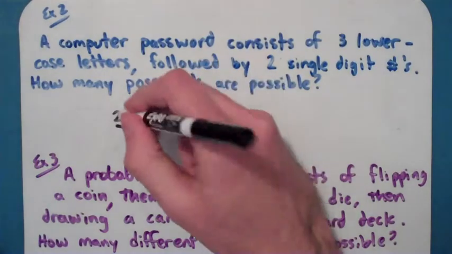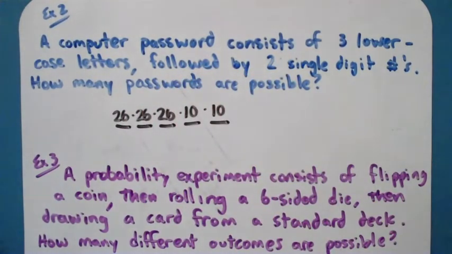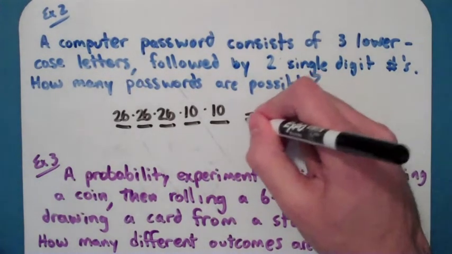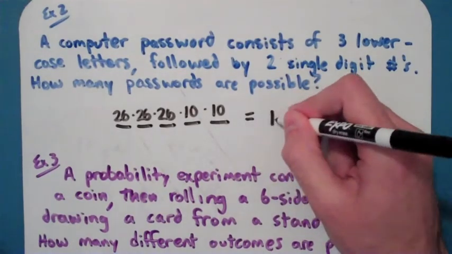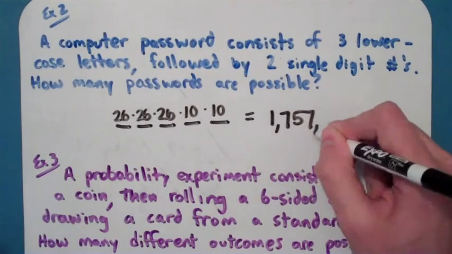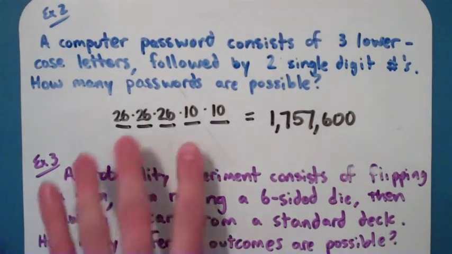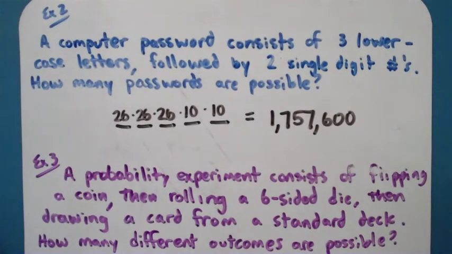So according to the basic principle of counting, I just multiply these numbers together, and that will tell me how many outcomes I will have altogether. And if I do multiply that out, it appears that I get a rather large number, which is not surprising. But it's going to be 1,757,600 total possibilities with this many characters under those specifications.